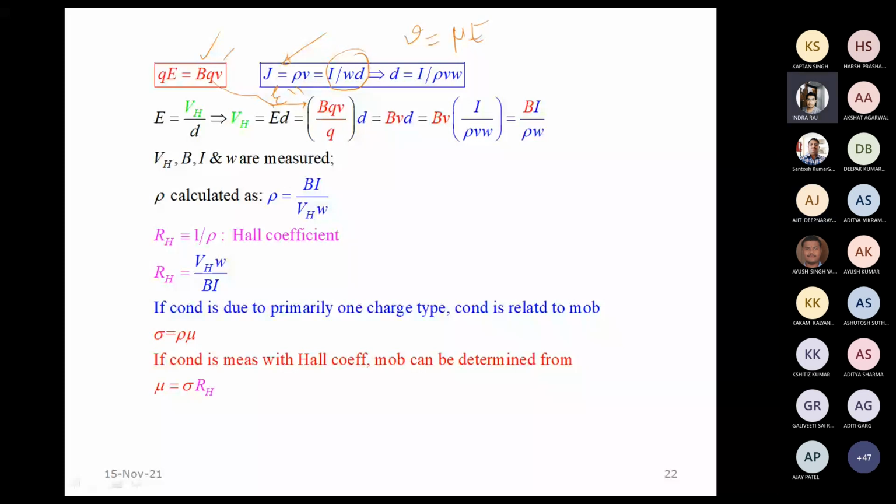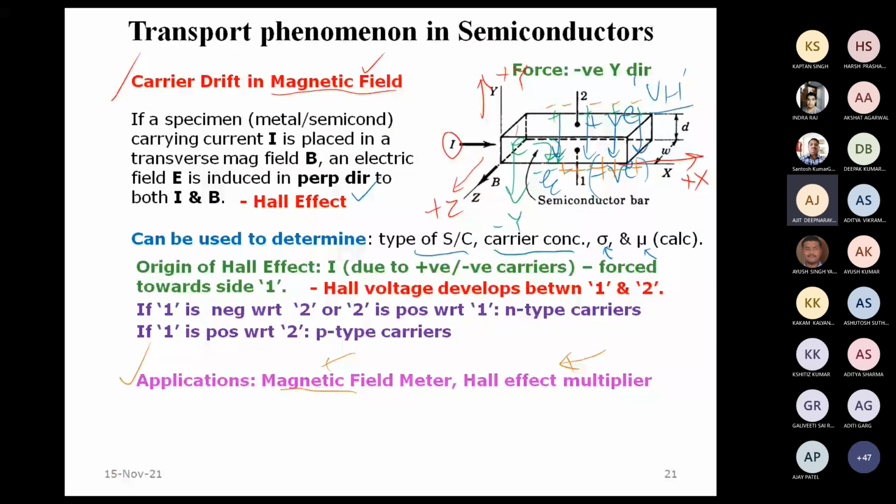Is there any questions? So current per unit area W. In the previous figure, you can see that W is the width and D is the thickness of this. So the cross sectional area is WD.